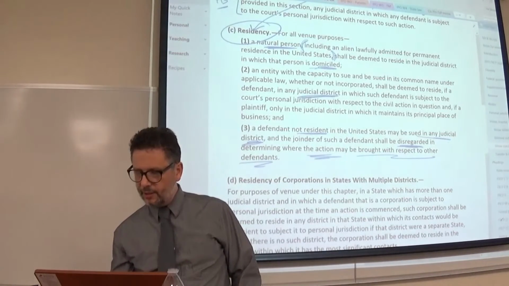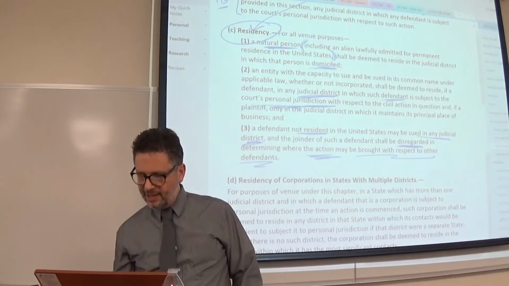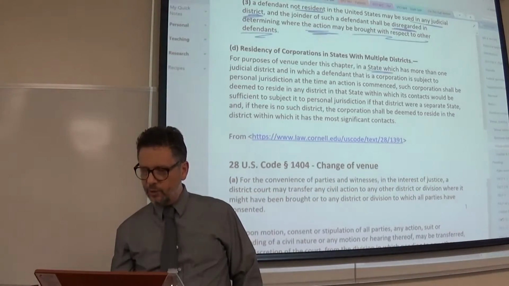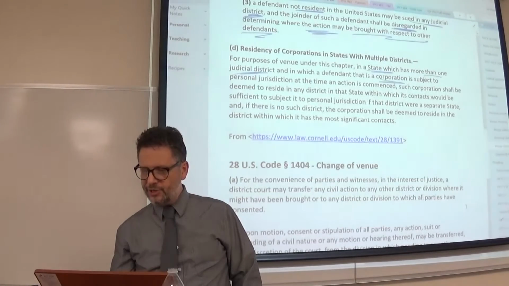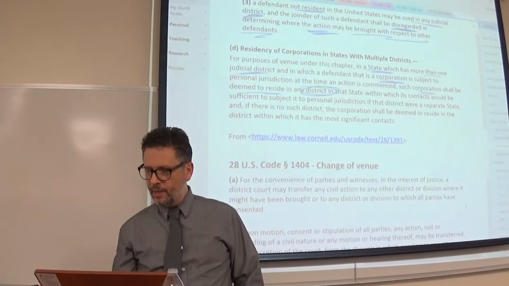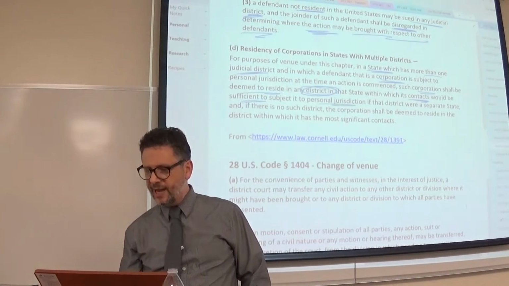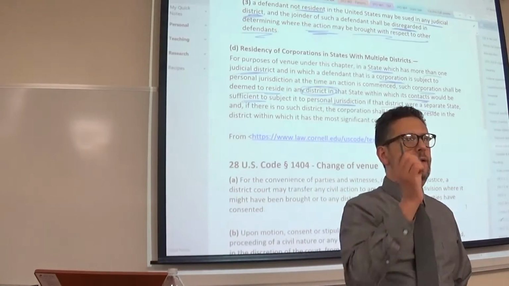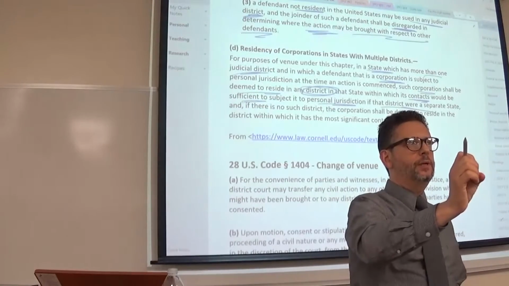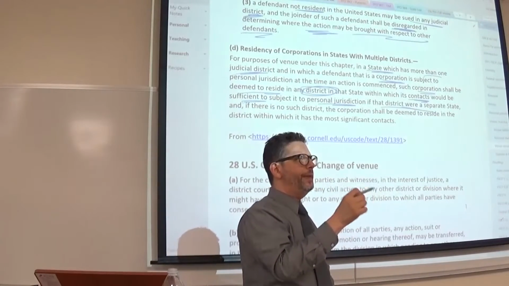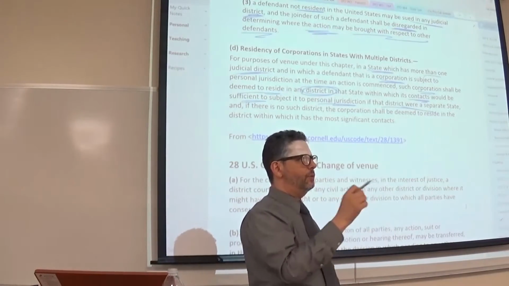in any judicial district in which the defendant corporation is subject to the court's personal jurisdiction as if it was a separate state. And it's underscored down here. In a state which has more than one judicial district, and it's a corporation, the corporation is deemed to reside in any, not state, but any district within the state, whose contacts are sufficient to give it PJ as if this district were a separate state. Okay? So again, we're not talking about states here, we're talking about districts. Look at the districts and ask, if a district were a state, which districts would that corporation have PJ with?